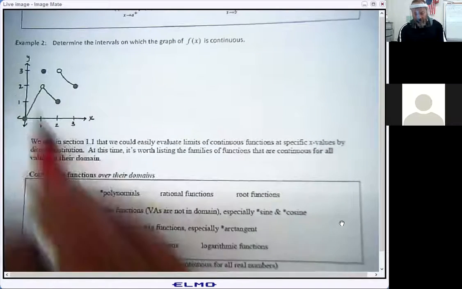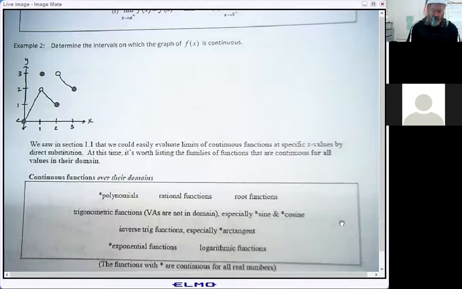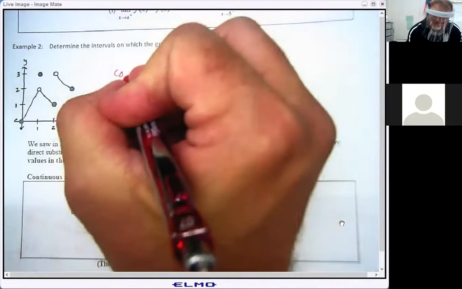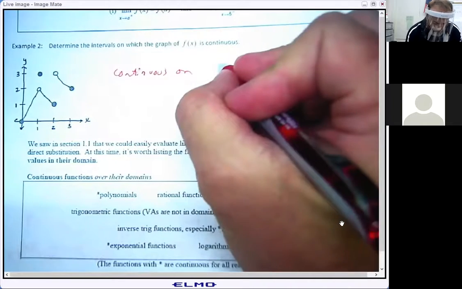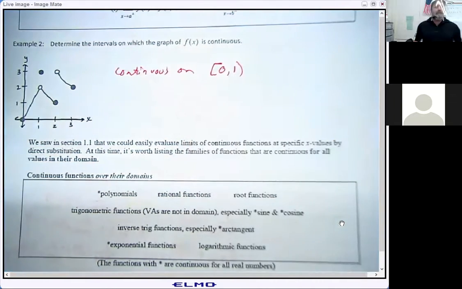So this is obviously a graph that has some discontinuities. You can see we have a removable discontinuity at 1, and we have a jump discontinuity at 2. So what I could say is that this graph is continuous on... I do have to say I don't like the way this looks, because that's like a half open, half closed situation. Where else is it continuous?